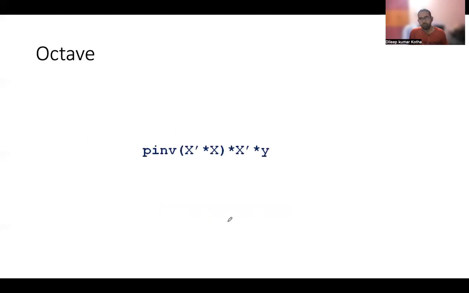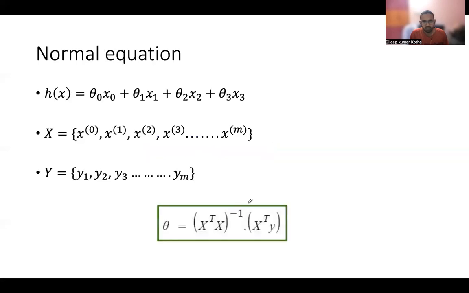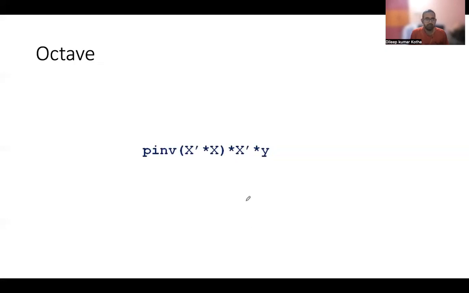And if you know the Octave programming language, this is just a single line of code to solve for theta. So pinv is nothing but pseudo inverse of X apostrophe, X transpose multiplied with X, and this is multiplied by X transpose multiplied by Y. I'm sorry, here I mentioned it's a dot, but it's not a dot multiplication, it's the normal usual matrix multiplication. So the single line of code will help us get the theta.